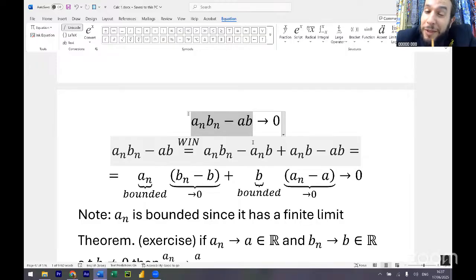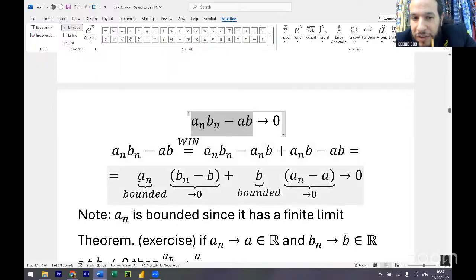So in both cases, we start with a product. That's why the algebraic trick is similar. You see, it even looks the same. You have bounded times 0 plus bounded times 0. It's kind of the same, only you have a denominator here, which makes it the derivative instead.